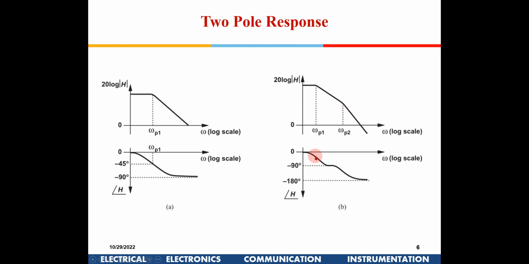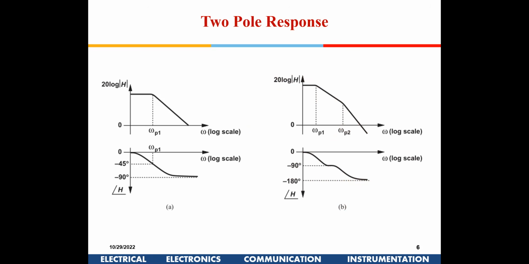Now also if I talk about the phase, here it will be 45 degree, then it will become 90 degree here, and then from 90 it will go to 180 degree. For two poles, another 90 degree phase shift. So with two poles, this is the kind of response which you will get. Are these two plots okay with all of you?